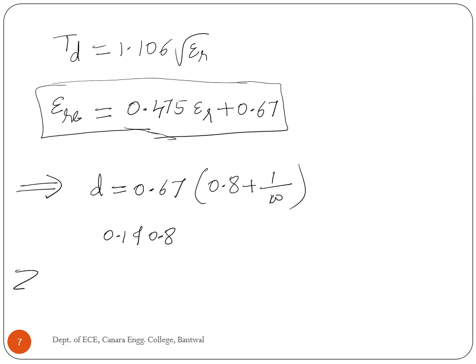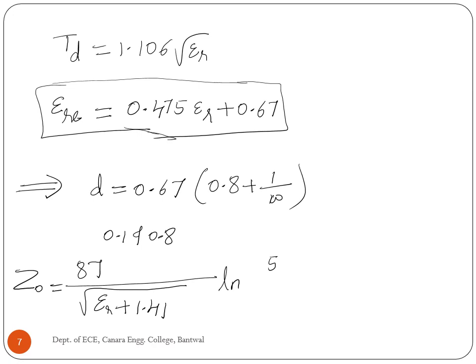Therefore, characteristic impedance Z0 is equal to 87 divided by root of relative dielectric constant of the board material plus 1.41, ln of 0.98 into height from the microstrip line to the ground divided by 0.8 width of the microstrip line plus thickness of the microstrip line.